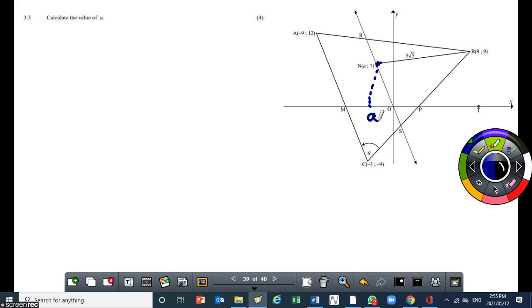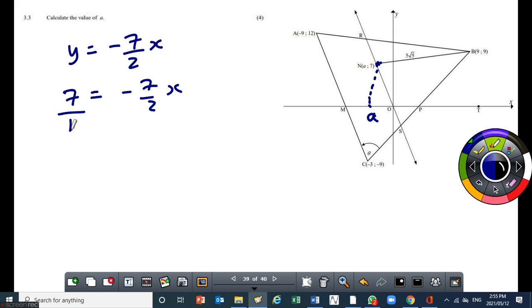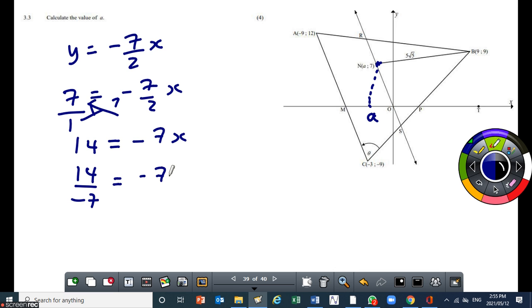We know the equation for the straight line. We know the y value at that point. We don't know x. We just substitute. So our equation is y equal to minus 7 over 2x. Where there is y, we put what? 7 there. The denominator there is a 1. Then you cross multiply, you get 14 equal to minus 7x. Then you divide both sides by minus 7. So you get x equal to negative.